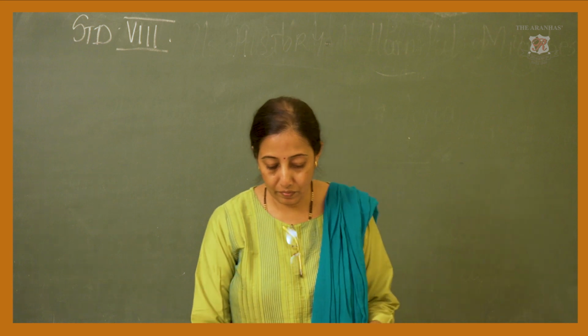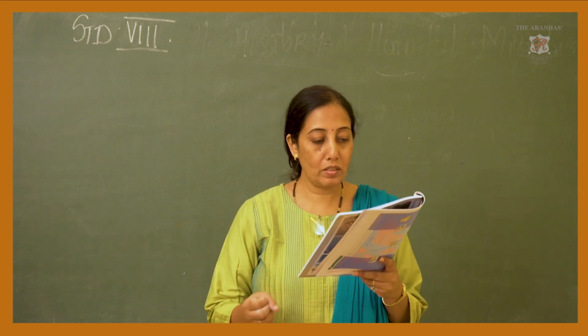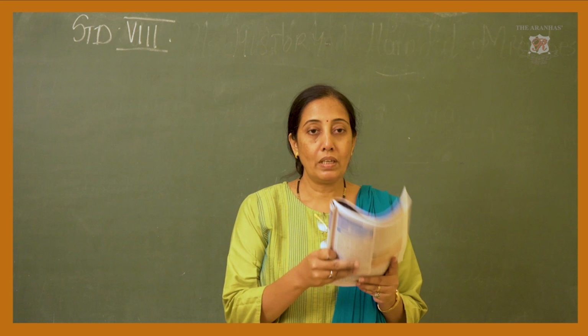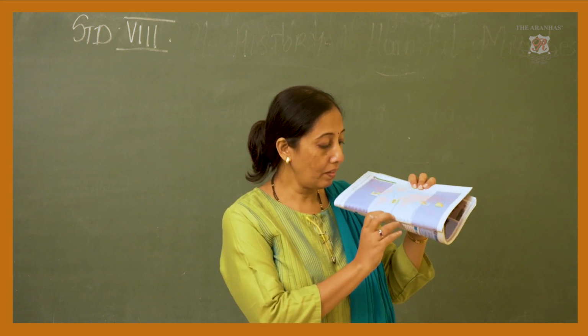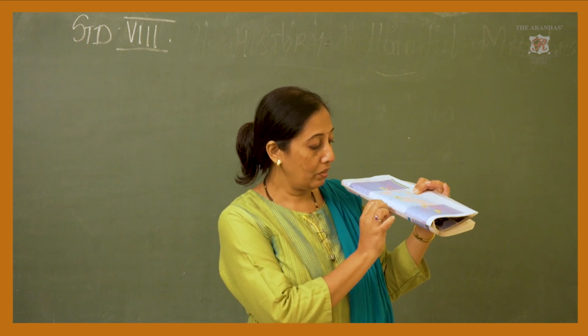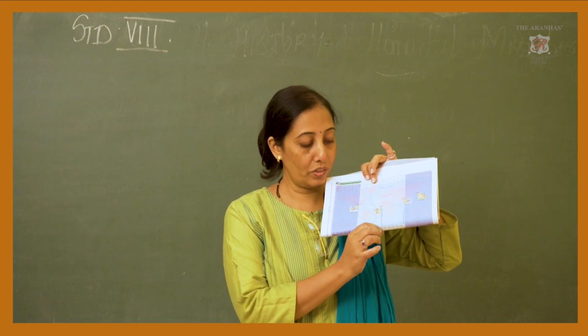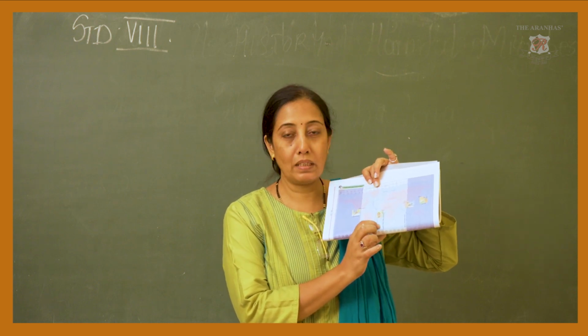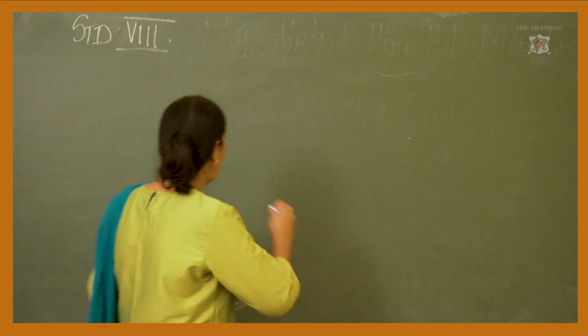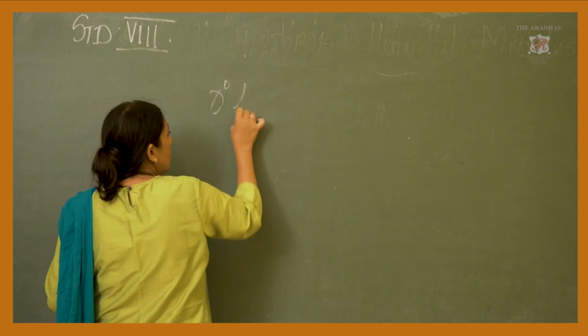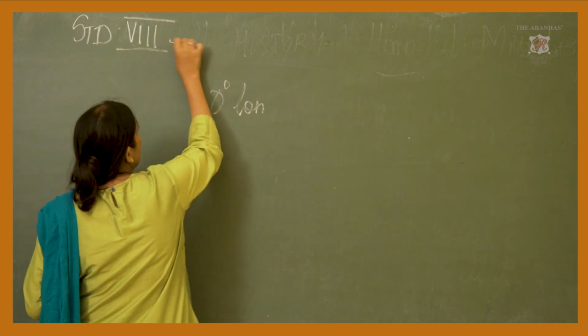Fine. Now, first and foremost, I just put up some questions in front of you. See that we had seen this diagram. Here we have seen that you have 0 degree longitude, which is known as the Greenwich Mean Time. So you have the 0 degree longitude there.